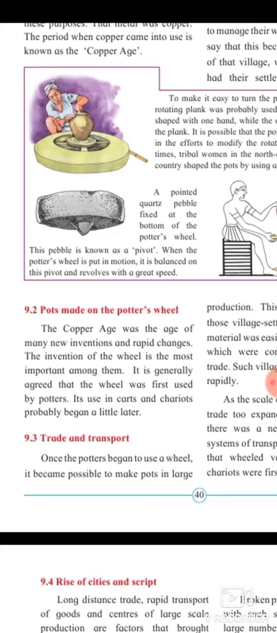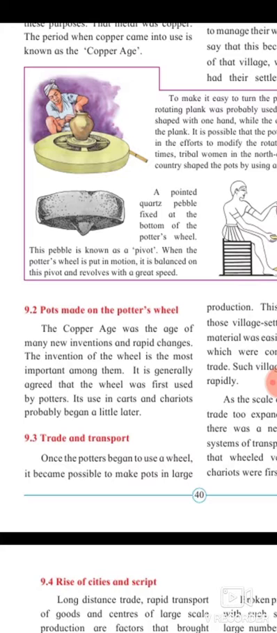9.2 Pots made on the potter's wheel. The Copper Age was an age of many new inventions and rapid changes. The invention of the wheel is the most important among them. It is generally agreed that the wheel was first used by the potters. Its use in carts and chariots probably began a little later.